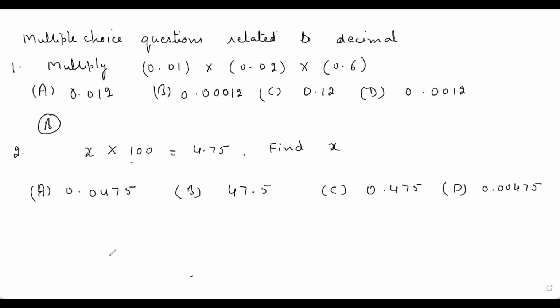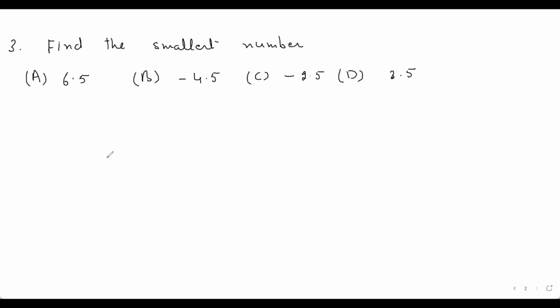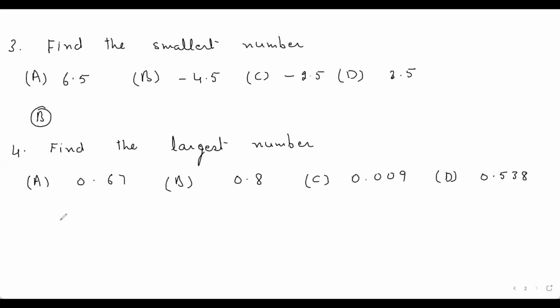Now the second question is x into 100 is equal to 4.75. Find x. There are 4 options. Find the right one. Its answer is A. Check it yourself. Now the third question is you have to find the smallest number. Its answer is B. Now the fourth question is find the largest number. There are 4 options. Find the correct one. So its answer is B.